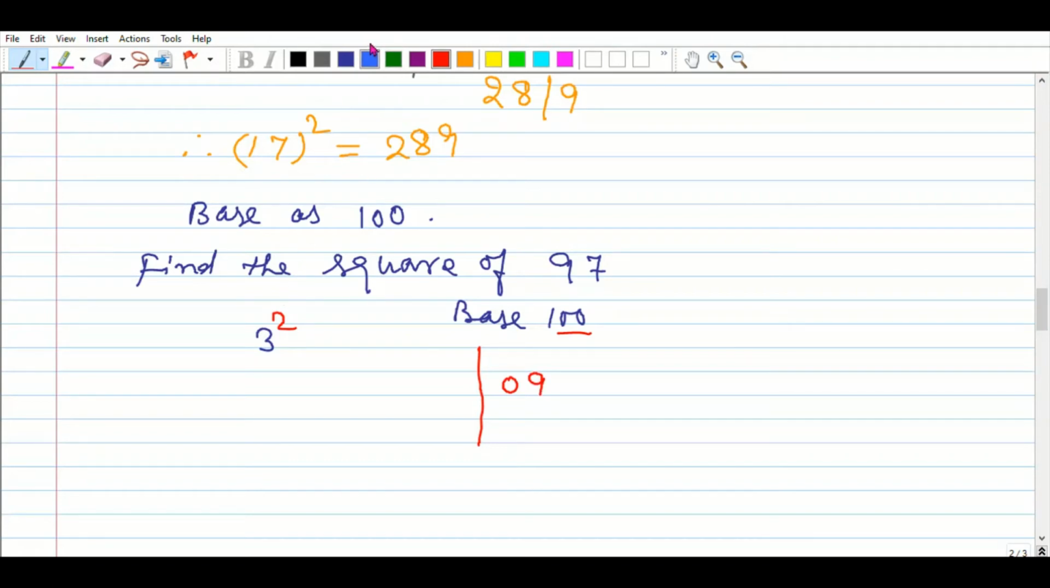Okay. Now next, 97. Then second step: we reduce 3 from 97. What do you get? 94. It would be the square of 97, you see here. 97 square equal to 9409.